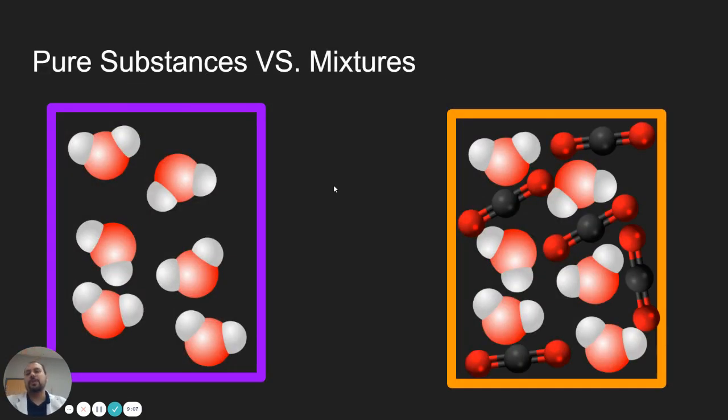Pure substances versus mixtures. So this one's a review. Pure substance is all the same molecules or atoms. And then mixtures are when you have a mix of molecules or atoms. And so like over here in the purple square, this is pure water. And then in the orange square, this is water with carbon dioxide. So maybe it's like sparkling water or carbonated water. And so it's got water and carbon dioxide in it. So mixture, things mixed together. Pure, just one type.